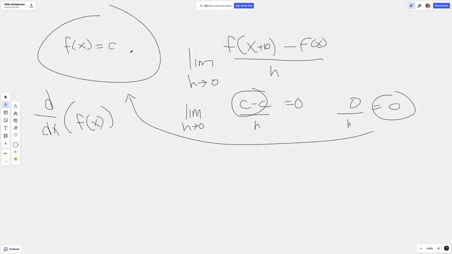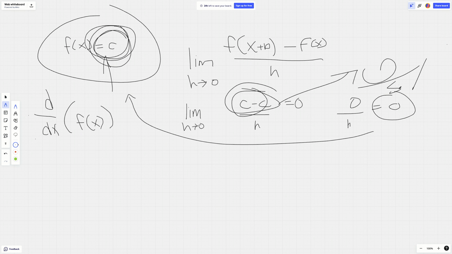Regardless of what the c value is, we're going to have the same thing being subtracted from the same constant output in our numerator, which is always going to yield 0 over something. And so for that reason, the derivative of any constant function, any constant, is equal to 0. Okay, that's a simple rule here.